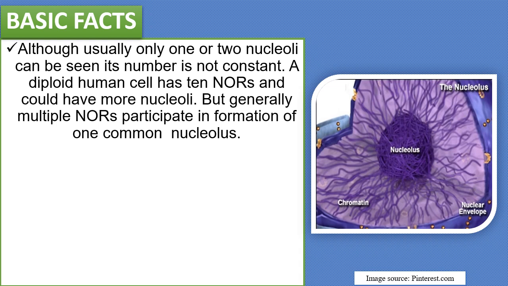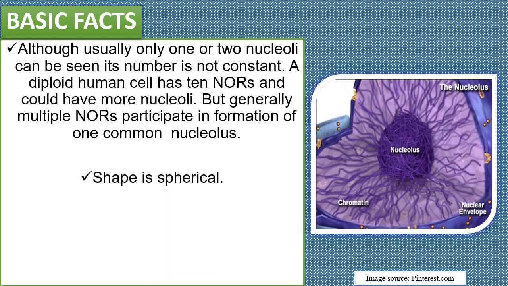And we know that different species possess different chromosomes. In the same way, they will possess different chromosomes having NOR. So the number of nucleoli is not constant.